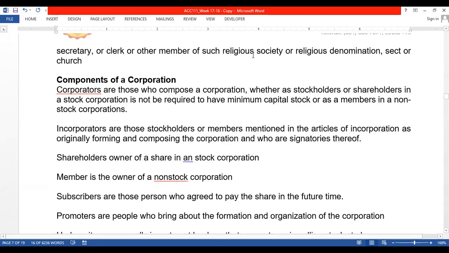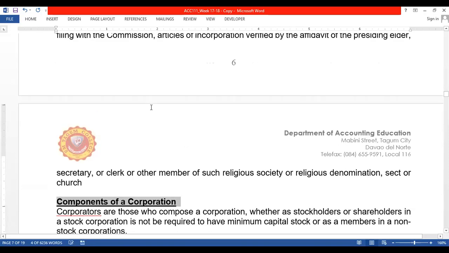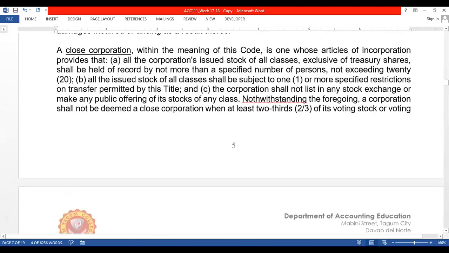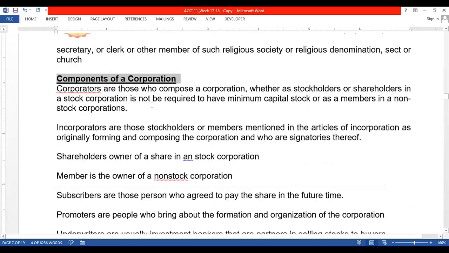Okay, kani-kani lang guys. So the components of corporation. Okay. So naka-record na naman, review na lang.